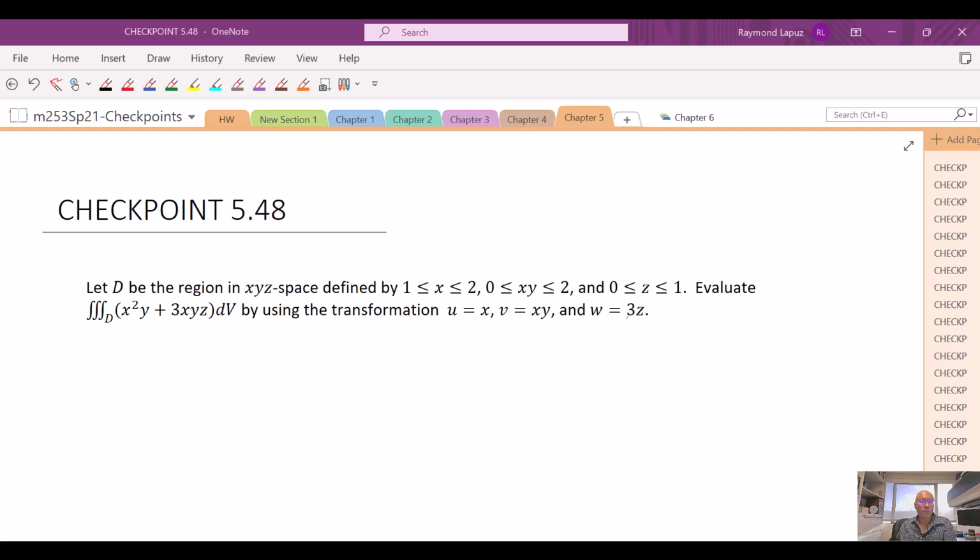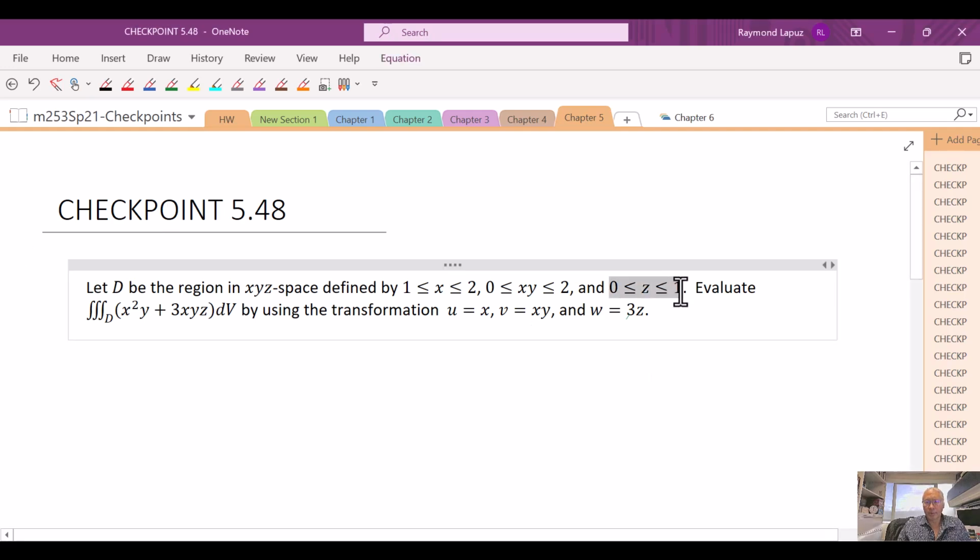In this checkpoint they want us to consider D, a region in XYZ space defined by 1 less than or equal to x less than or equal to 2, 0 less than or equal to xy less than or equal to 2, and 0 less than or equal to z less than or equal to 1. They want us to evaluate this triple integral over D of x squared y plus 3xyz dV using this transformation: u is equal to x, v is equal to xy, and w is equal to 3z.